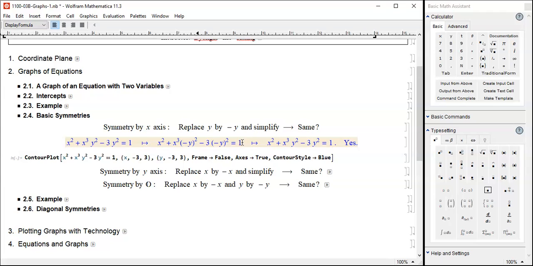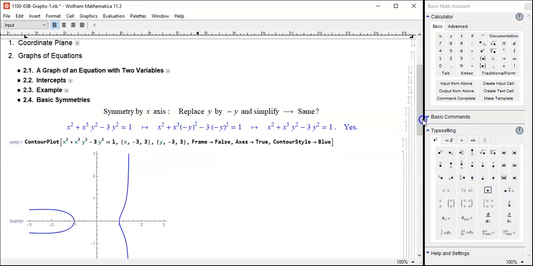Y squared or negative y squared, the same. So did we get the same thing as before? Yes, indeed. So that proves replacing y with negative y will give me the same thing. So we have symmetry with respect to the x-axis.